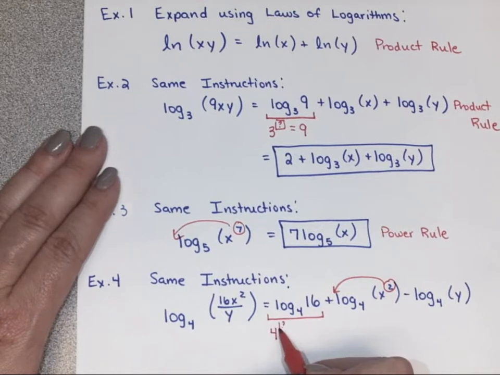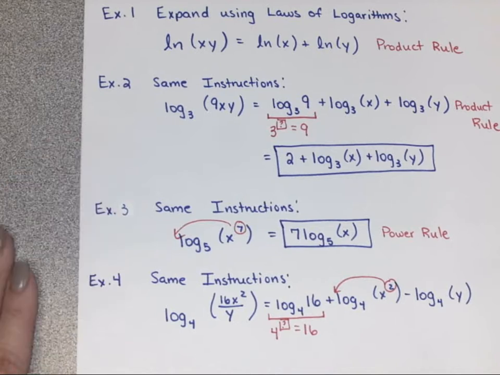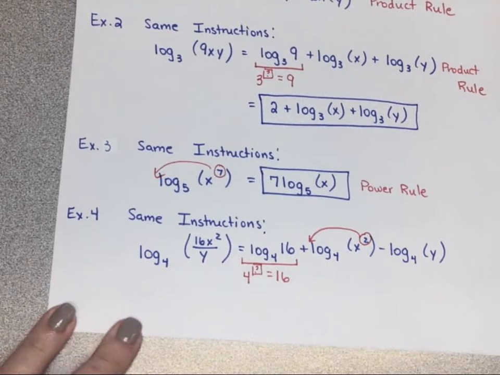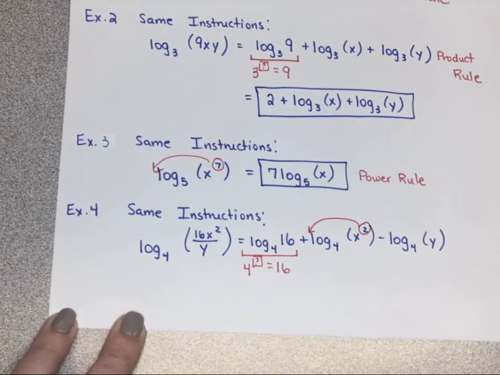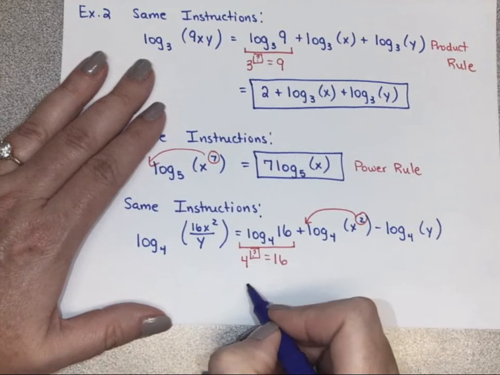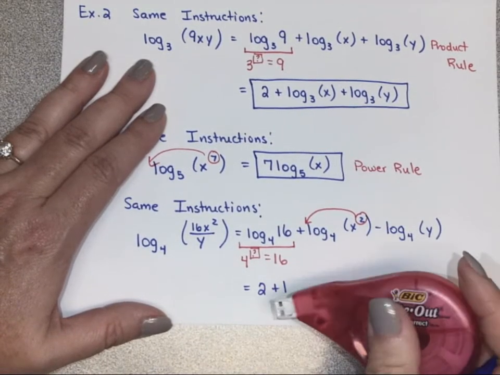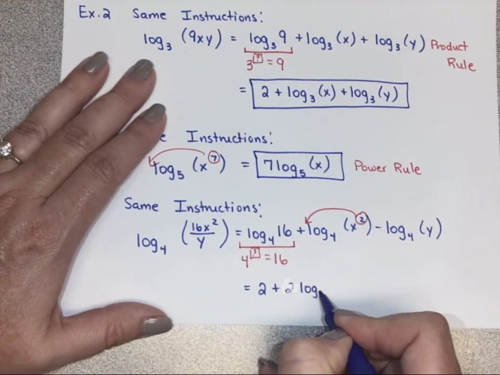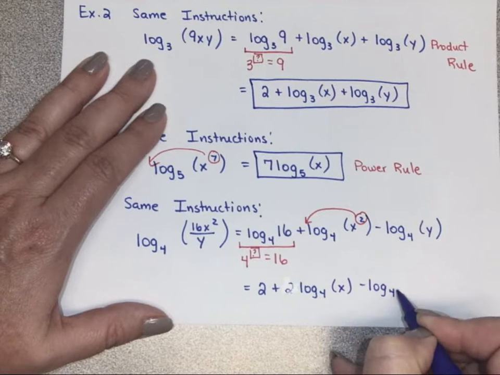4 to the what gives me 16, okay? And what is the exponent that would give me 16? So remember, we want exponent, not what times what, right? So it's 4 times itself twice, right? So the answer here then is 2 plus this 2 moved to the front, right? So 2 log base 4 of x, and then minus log base 4 of y.